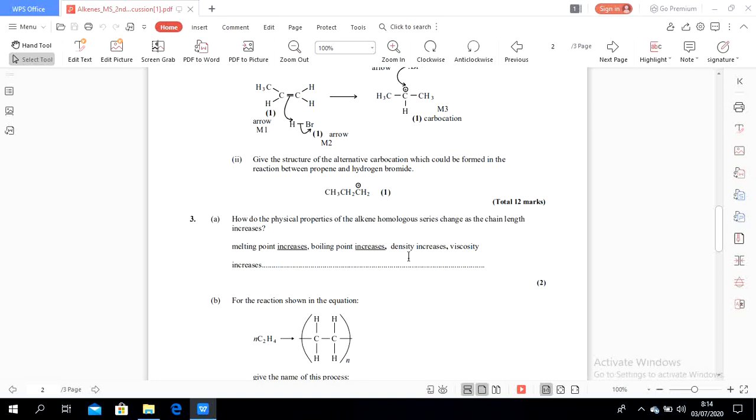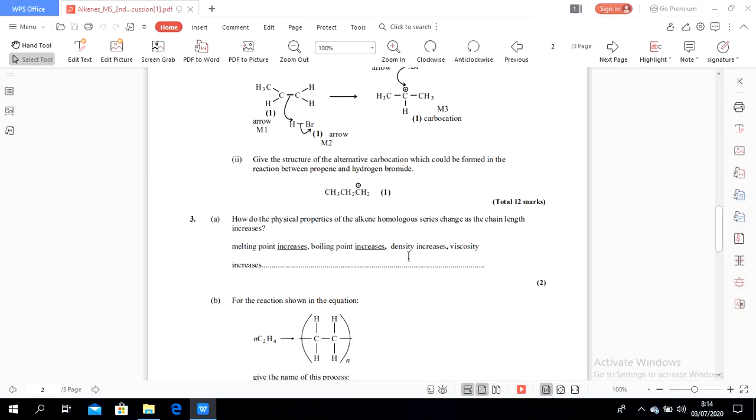It means that ethene and propene would have similar volume, but the mass increases. So we know that mass is directly proportional to the density. And then next, viscosity. Viscosity means the easiness to flow.